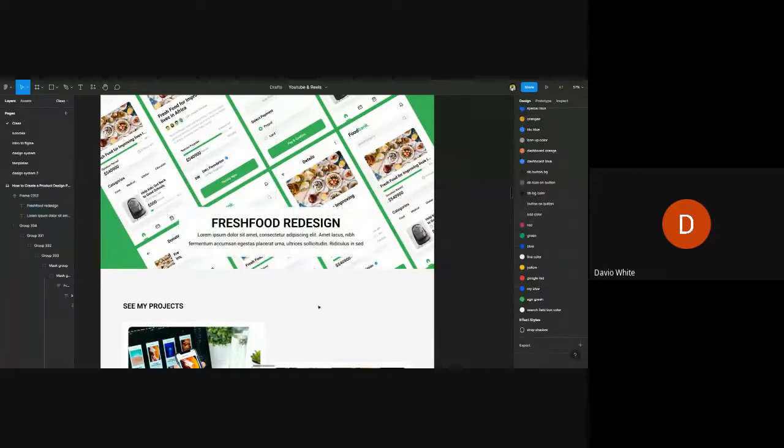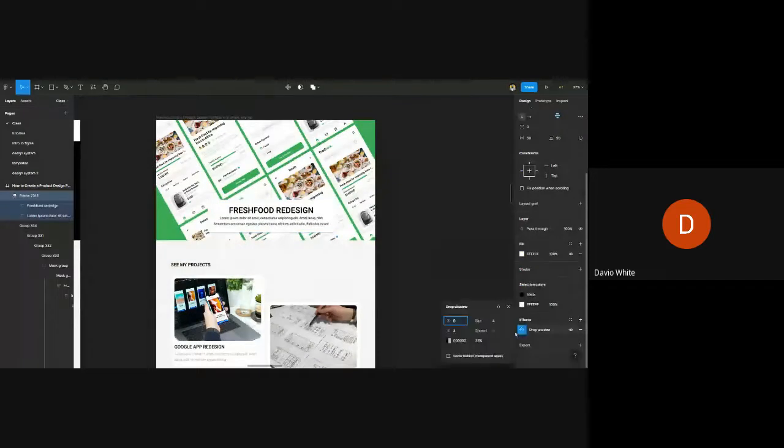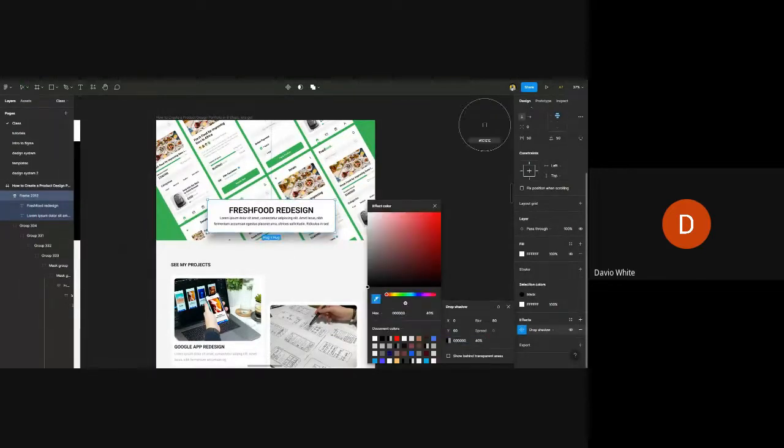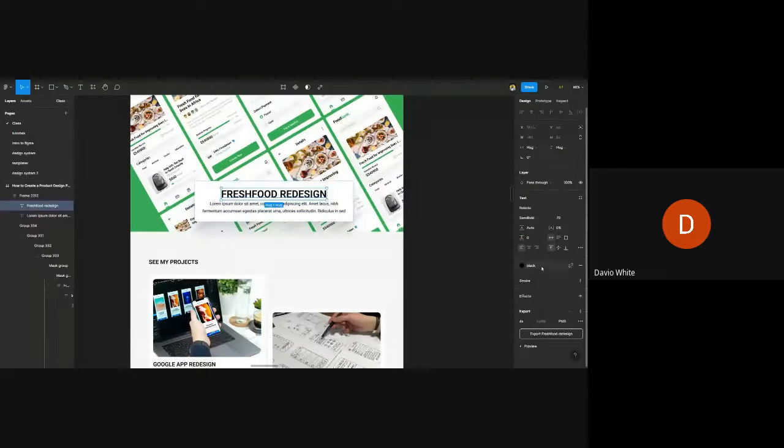All right. Apply drop shadow instead. 60 by 80. And this is going to be 40. And then I'm going to change the color to something dark and then reduce the opacity a bit. Okay. Let's make this green.